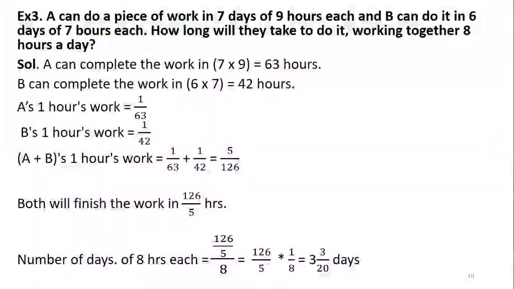both will finish the work in 126 by 5 hours, but they are working 8 hours a day. So the number of days required is asked. So 126 by 5 divided by 8 hours. You get 63 by 20 days, or 3.15 days finally.